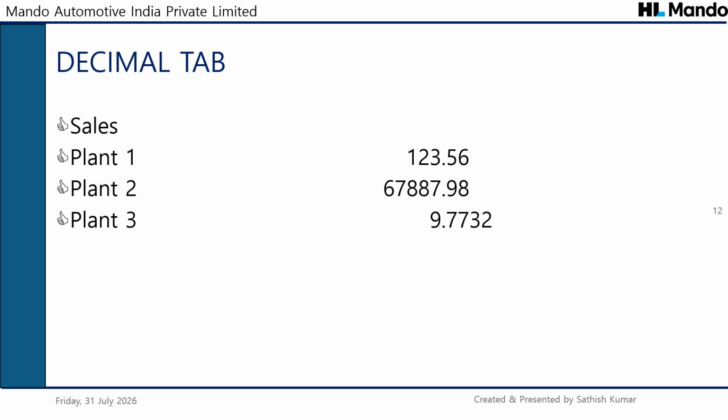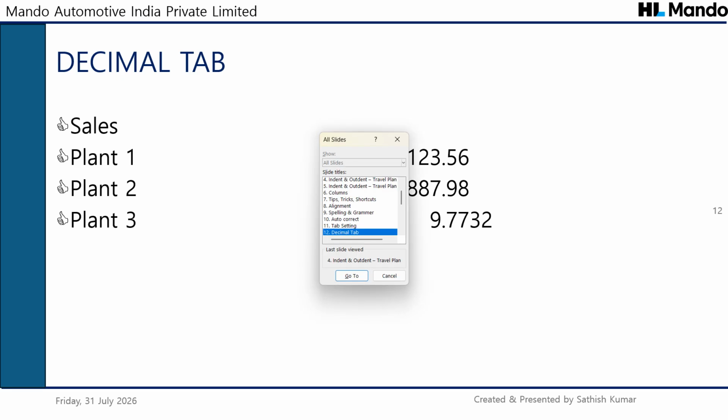But I don't know the slide number. There are two methods. What is the first method? If you know the slide number, type the slide number and you can go to that slide. If you don't know the slide number, we can use the shortcut key Control S, which will show you the list of slides. Select the slide and say OK.